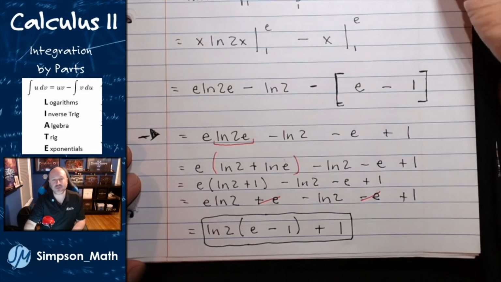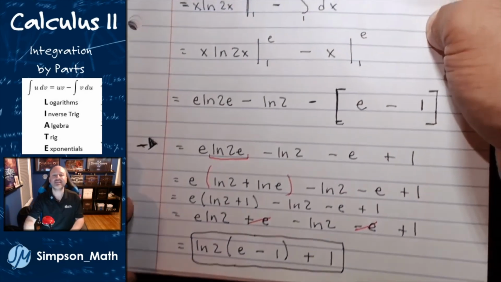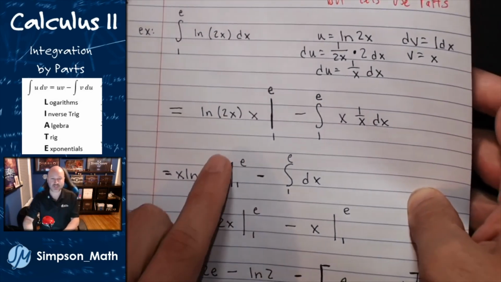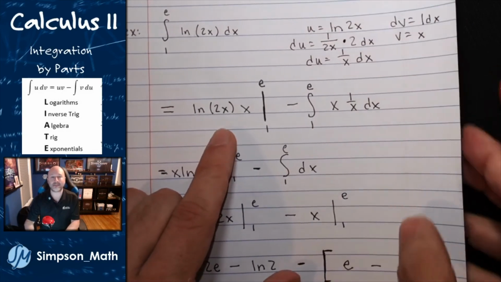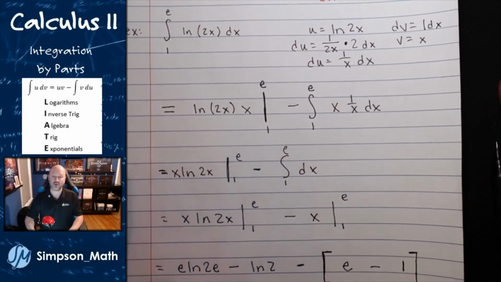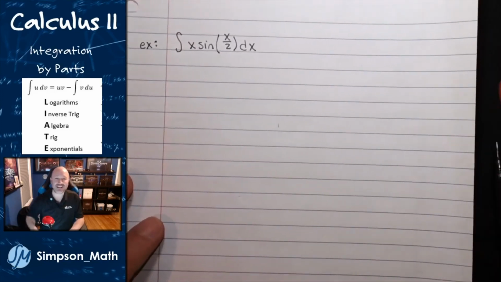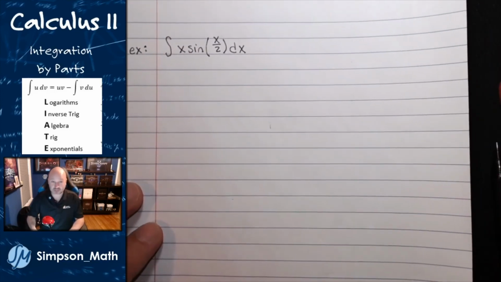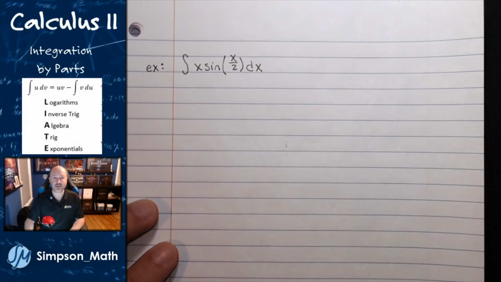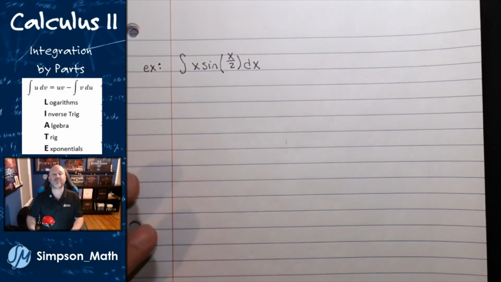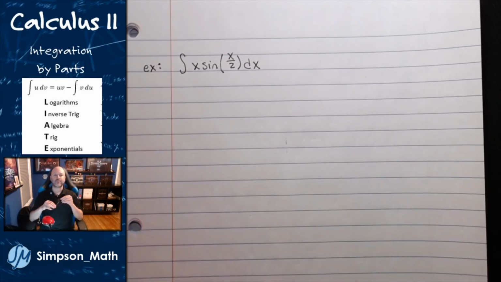All right, so that's an integral with those limits of integration. It's the same idea. You still need to evaluate them at the upper limit minus evaluate them at the lower limit. Let's do what looks like our last example. The integral of x times sine of x halved.